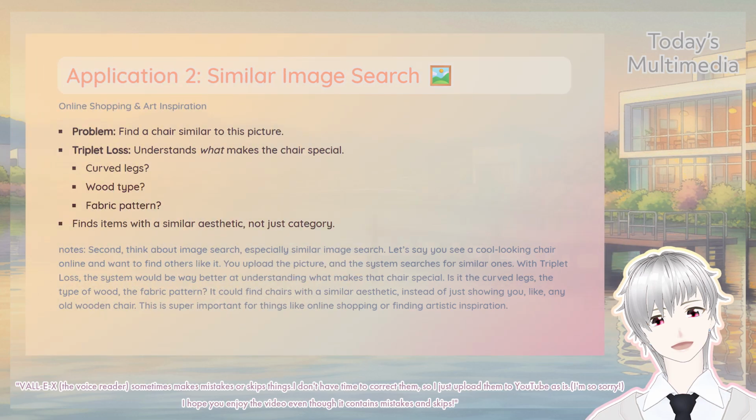Second, think about image search, especially similar image search. Let's say you see a cool-looking chair online and want to find others like it. You upload the picture, and the system searches for similar ones. With Triplet Loss, the system would be way better at understanding what makes that chair special. Is it the curved legs, the type of wood, a fabric pattern? It could find chairs with a similar aesthetic instead of just showing you any old wooden chair. This is super important for things like online shopping or finding artistic inspiration.